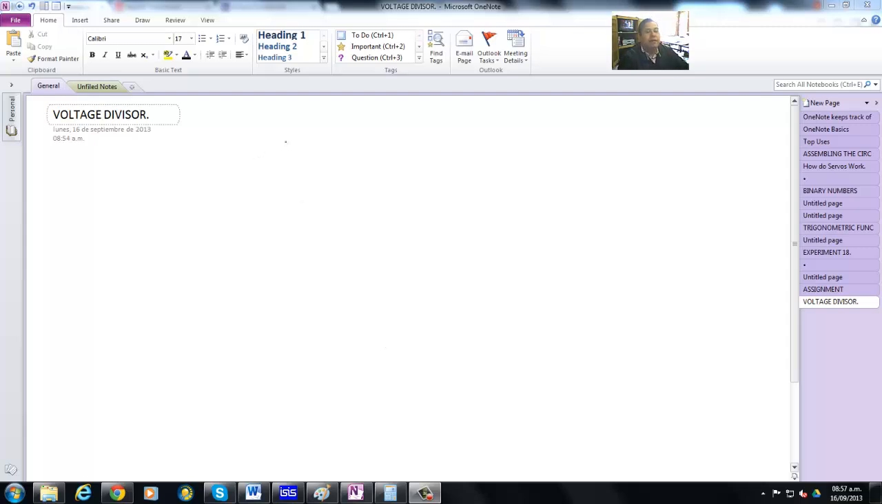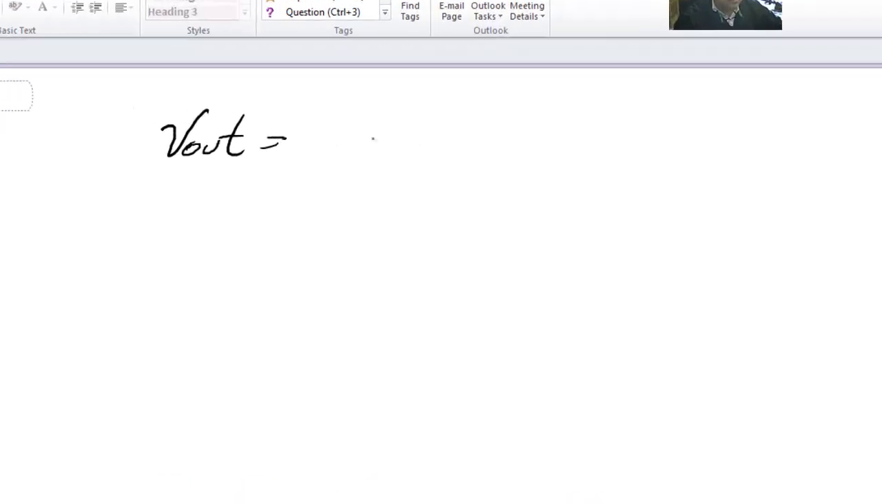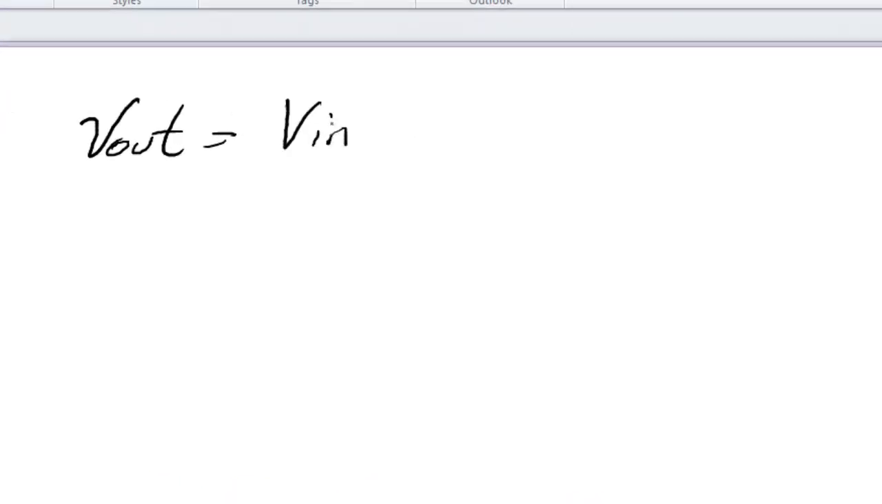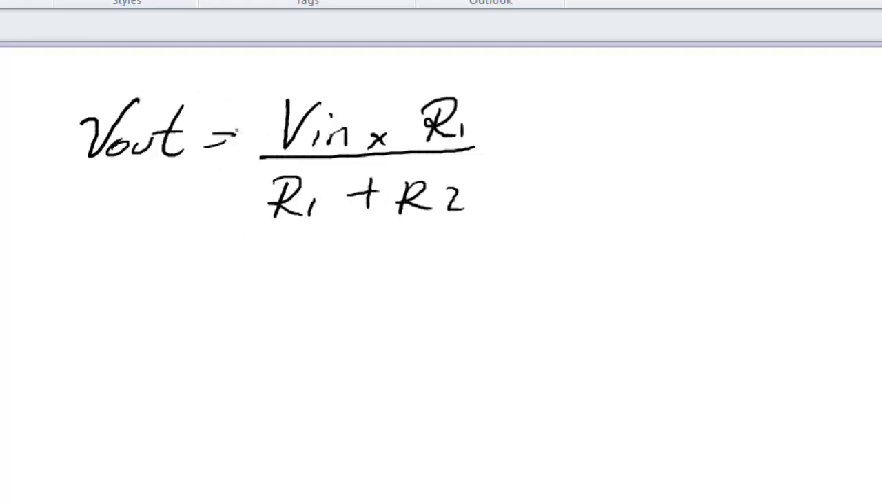Okay, so we were saying that in order to find the exact voltage out, we need to solve a voltage divider. Remember that the formula for a voltage divider says V out is going to be equal to the voltage of the source times resistor 1 divided by resistor 1 plus resistor 2. Okay?